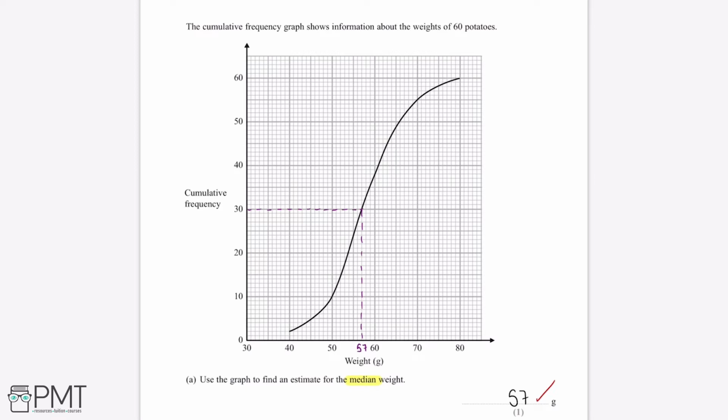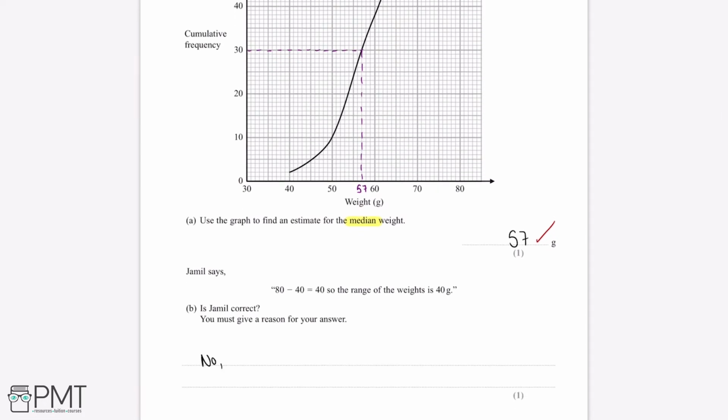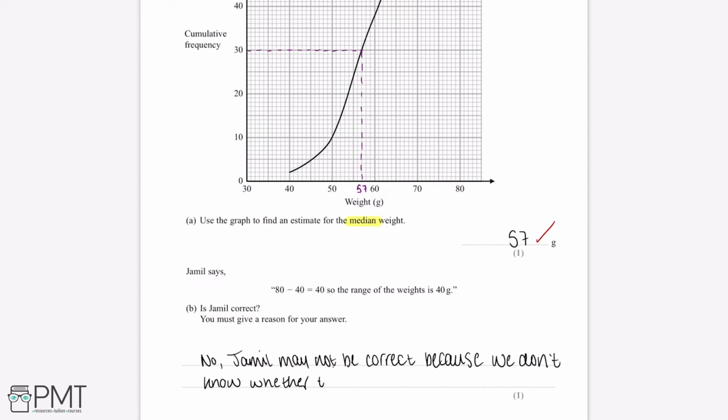So therefore, although Jamil is correct in saying that the graph starts and ends at 40 and 80 grams, this does not necessarily mean the range is 40 grams, because we don't know whether the highest value is 80 grams or the lowest value is 40 grams. So we could write that no, Jamil may not be correct, because we don't know whether the highest weight is 80 grams or less than 80 grams. And we can use the same argument for the lowest weight, as we don't know whether 40 grams is the lowest weight, or whether the lowest weight is above 40 grams. And this question's worth 1 mark, and that's for a decision with the supporting evidence.